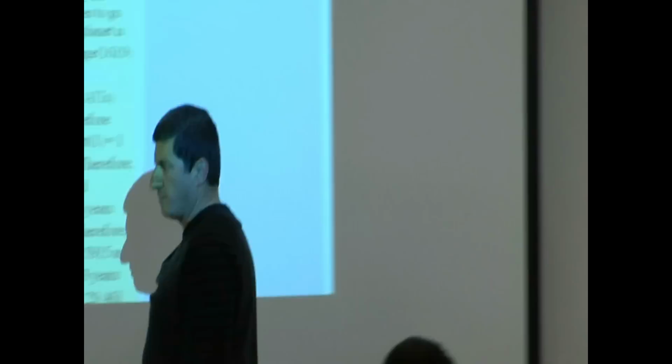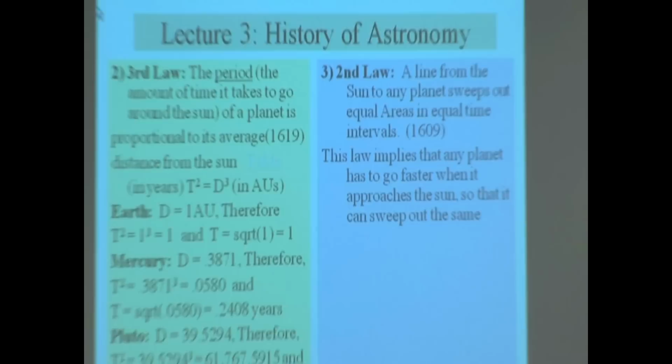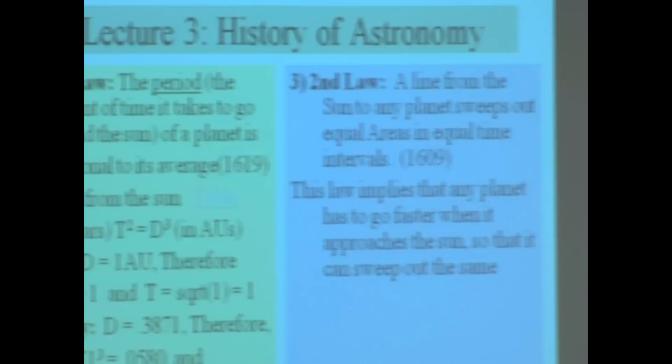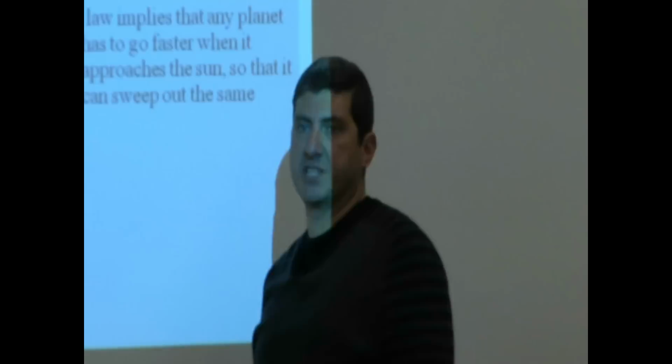His second law, which was back in 1609, said a line from the sun to any planet sweeps out equal areas in equal time intervals. Again, this is something that we can prove in a physics class in a couple minutes, because it's based on the concept of angular momentum conservation. When there are no net torques on a system, the angular momentum of the system is conserved.